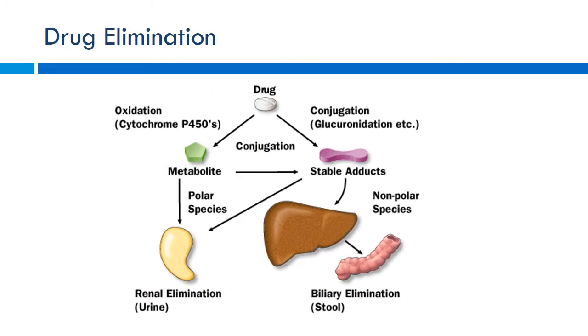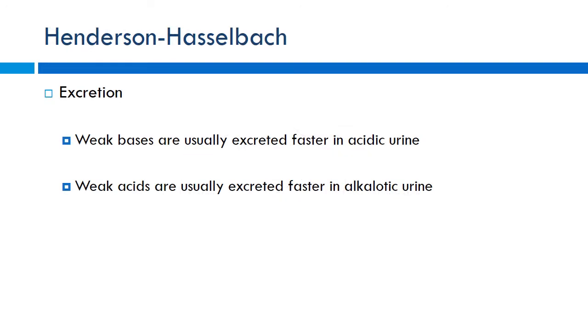The next slide. So we can also look at drug elimination, how this is also going to have an effect. We mentioned already how we can change the pH of things like the urine in order to either enhance drug elimination or to hinder it in some cases. So looking at excretion, you're going to see that typically weak bases are usually excreted faster in acidic urine. And why do you think that is?